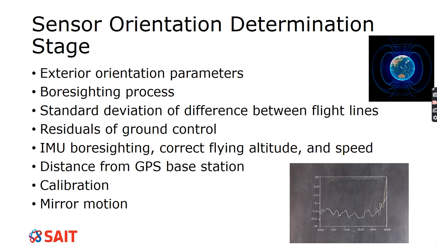The distance from the GPS station is also part of this orientation. So again, that baseline, how far is it? The calibration procedure that we go through also impacts the standards. So how well has it been calibrated? And then the mirror motion, because obviously a Palmer scanner is very different from an oscillating mirror. So how that picks that up, each of these parts is going to impact how the standard is set up for that particular sensor.